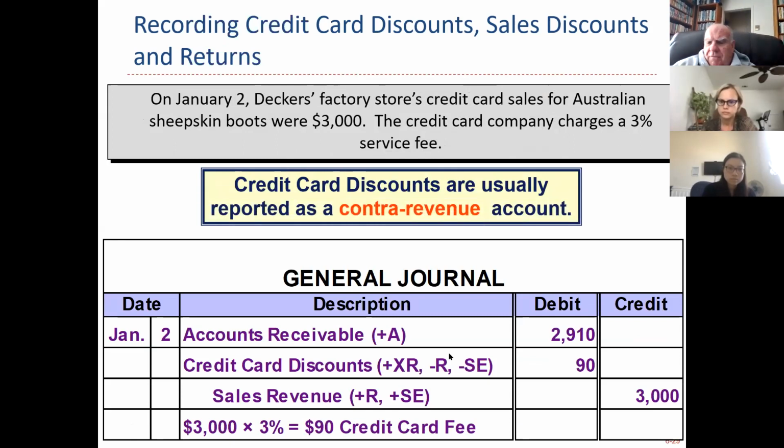They're going to get credit for the sale of $3,000, but the credit card company took $90 out of the $3,000 I gave them. So the debit to cash is $29.10. I don't care if that says accounts receivable. Debit to cash is $29.10.